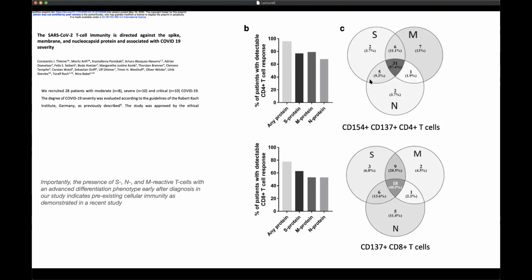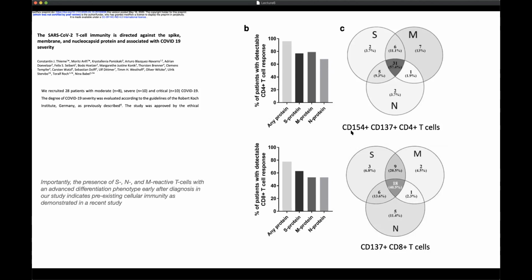So you do basically 3 experiments per individual. Take cells, incubate them with spike, see what fraction reacts; incubate them with matrix, see which fraction reacts; incubate them with nuclear protein, see which fraction reacts. And this is a Venn diagram that shows that in the 31 individuals, they found responses to all three. And in most individuals, they found responses to at least two. In fact, there are only 2 individuals that had exclusive responses to spike and nothing else. And these are CD4 cells and these are CD8 cells, so not a whole lot of dramatic differences.